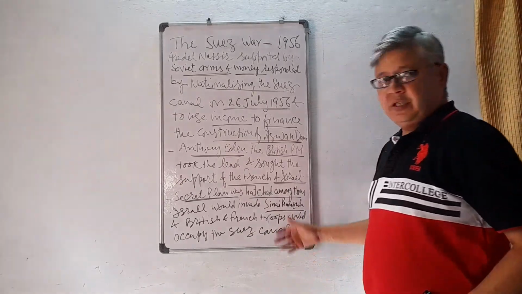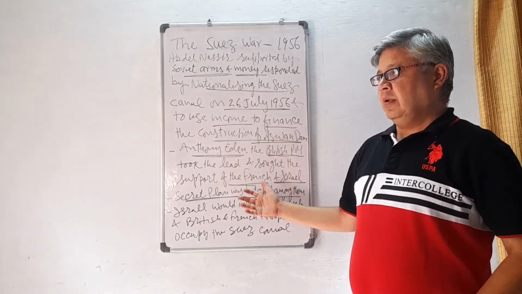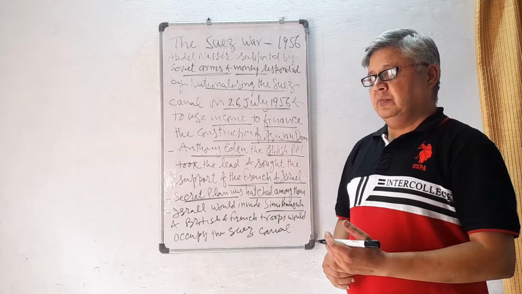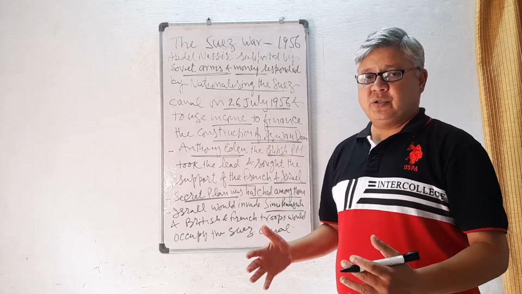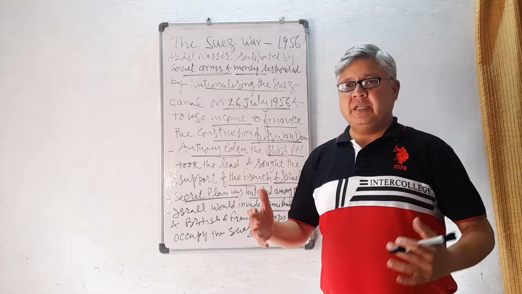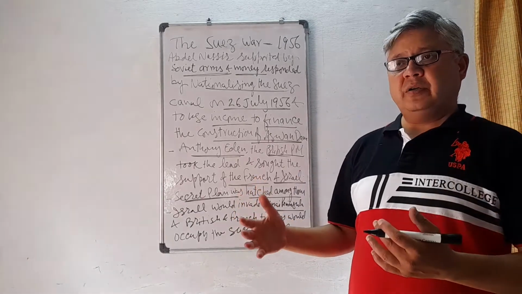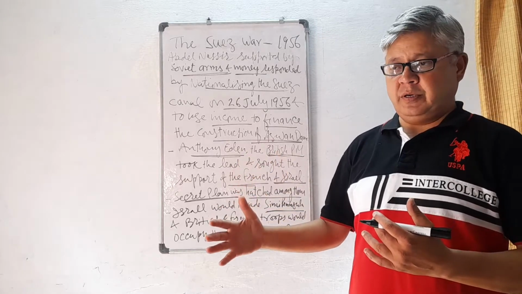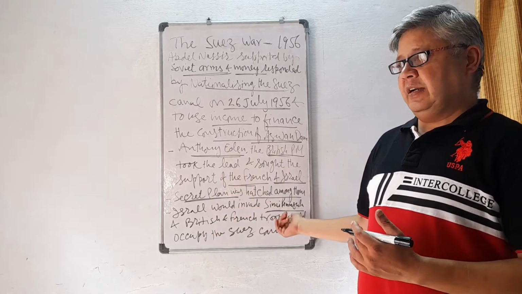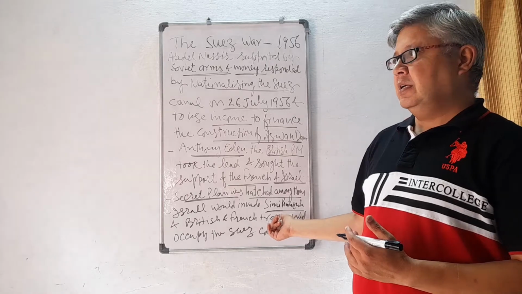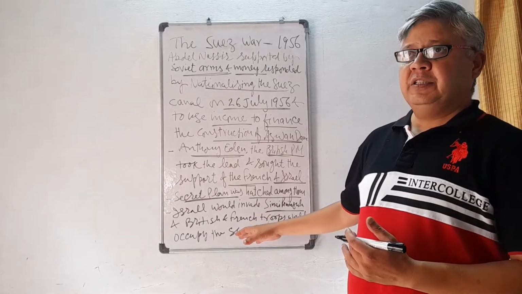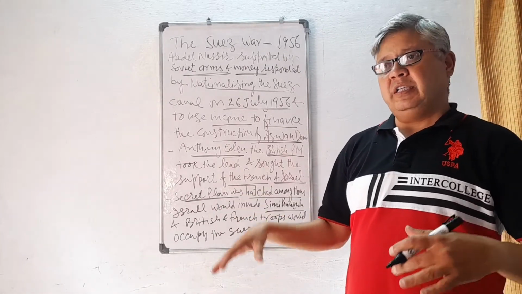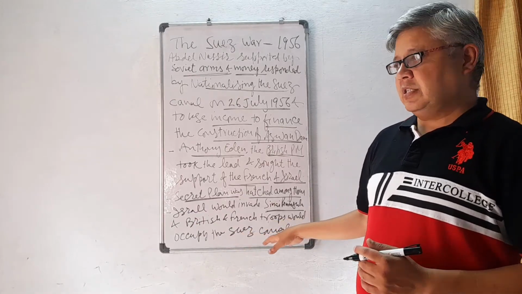Okay, so this became the issue now. These three powers together decided to attack. They said that Israel would attack Egypt and capture the Sinai Peninsula region, and the British and French would come later and occupy the Suez Canal region.